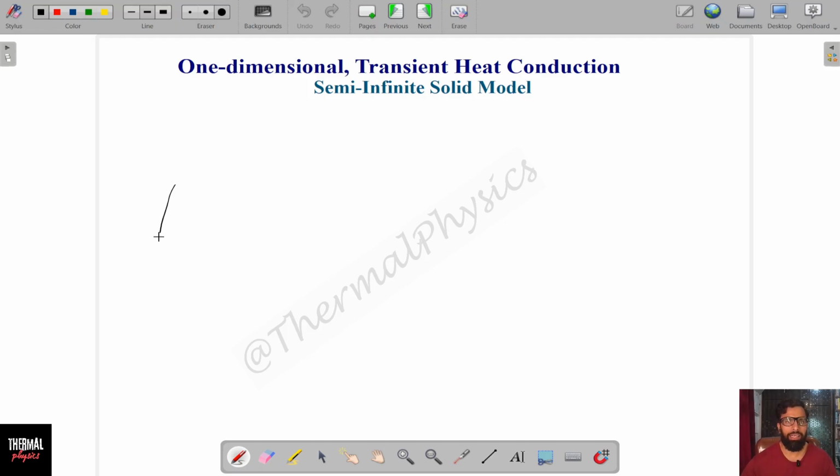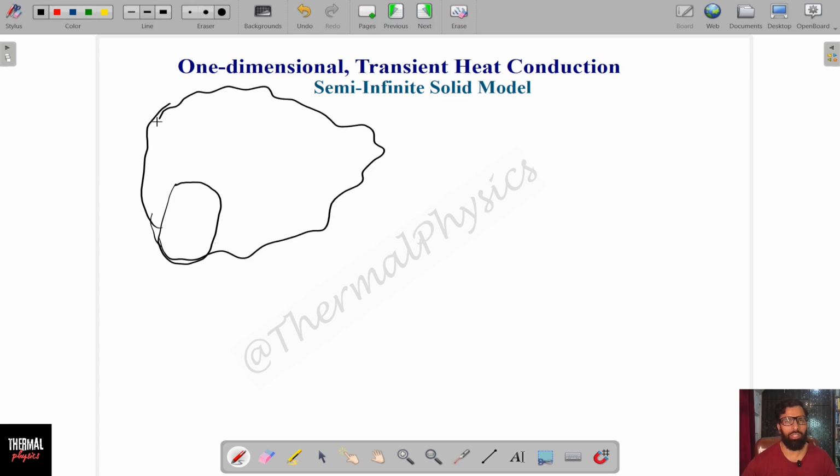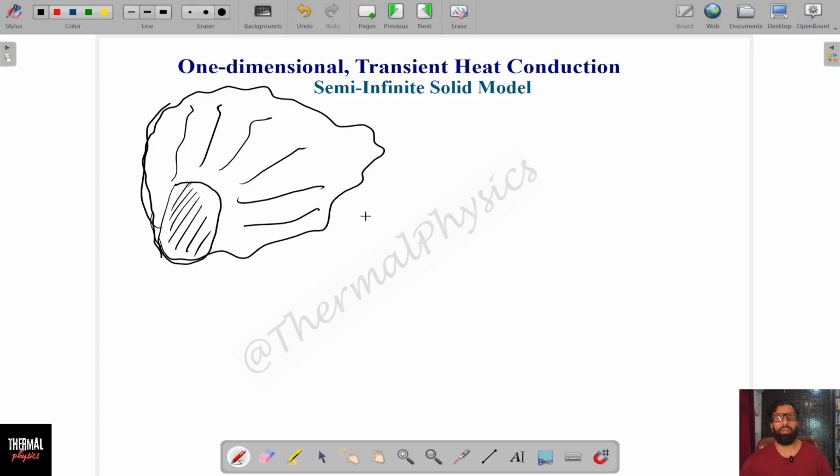Now, a body that has one surface and extends to infinity along all the directions. It has one surface and it extends to infinity in all other directions, something like this. So this will be its surface and it will extend in all the directions. Such a body is called a semi-infinite body.